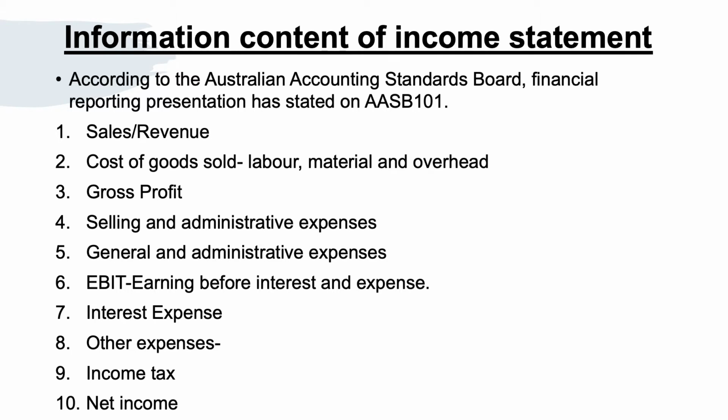Information content of income statement. According to the Australian Accounting Standards Board, financial reporting presentation is stated in AASB 101. So, sales and revenue generated from its main business and cost of goods sold like labor, material and overhead expenses, gross profit by deducting cost of goods sold from the sales generated. And from that, we have to deduct selling and administrative expenses like advertising, promotion, and general and administrative expenses like rent and utilities and depreciation.